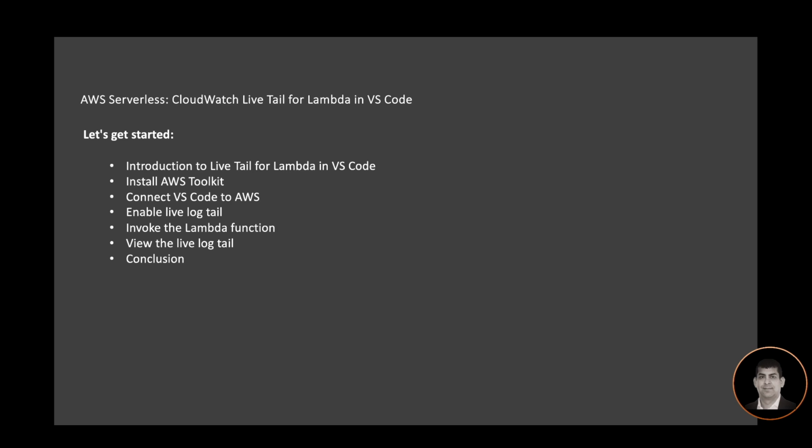Let's get started. We're going to look at an intro to livetail for Lambda in VS Code. We'll look at the steps to install the toolkit and then how to connect VS Code to AWS, and then the new feature of enabling the live log tail. We'll invoke the Lambda function and then see that live log tail in action.